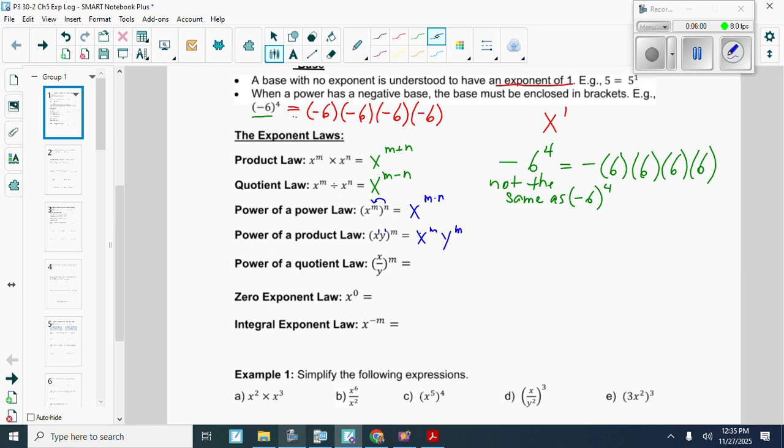And then the quotient, it's the same thing. We could separate this out, and we could say x to the power of m divided by y to the power of m. So they each get that exponent m.